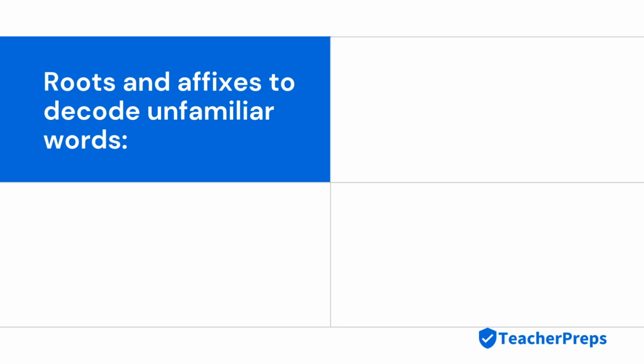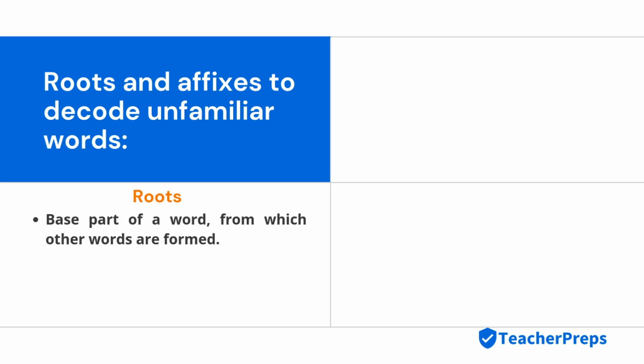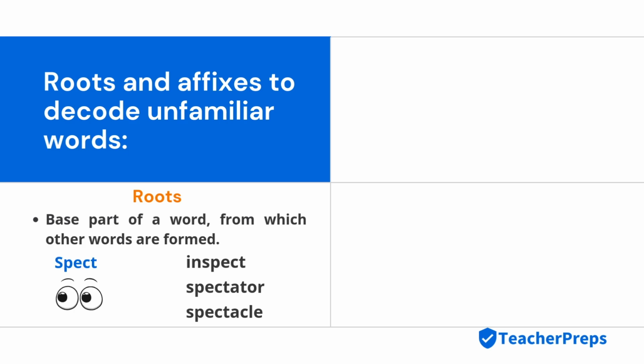Now it's time to take a look at roots and affixes, which help students decode unfamiliar words. We began to talk about this in earlier lessons and earlier slides. Let's dive into it now. Roots, these are the base of a word. For example, the root spect, this means to look in Latin. From this root, we can teach our students to self-learn words like inspect, which means to look into, spectacular, which refers to the one who looks, and spectacle, which refers to something to look at.